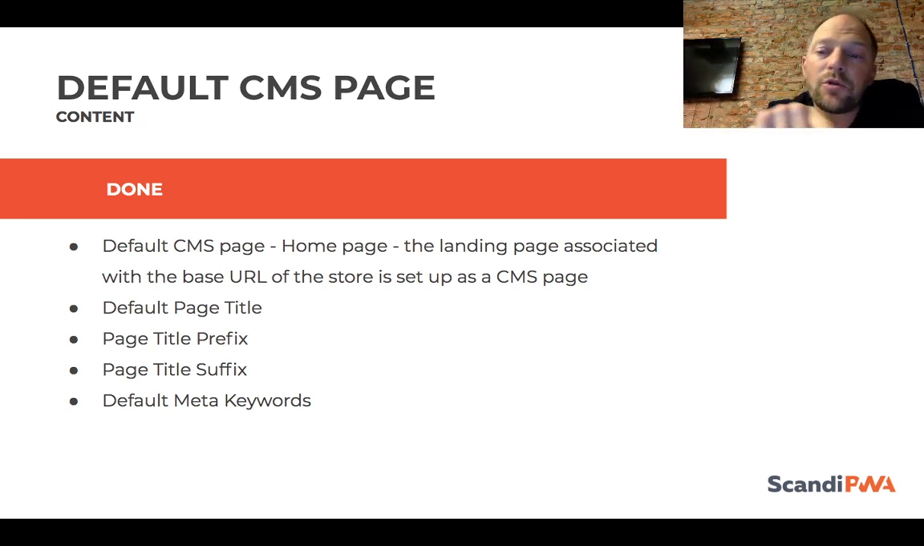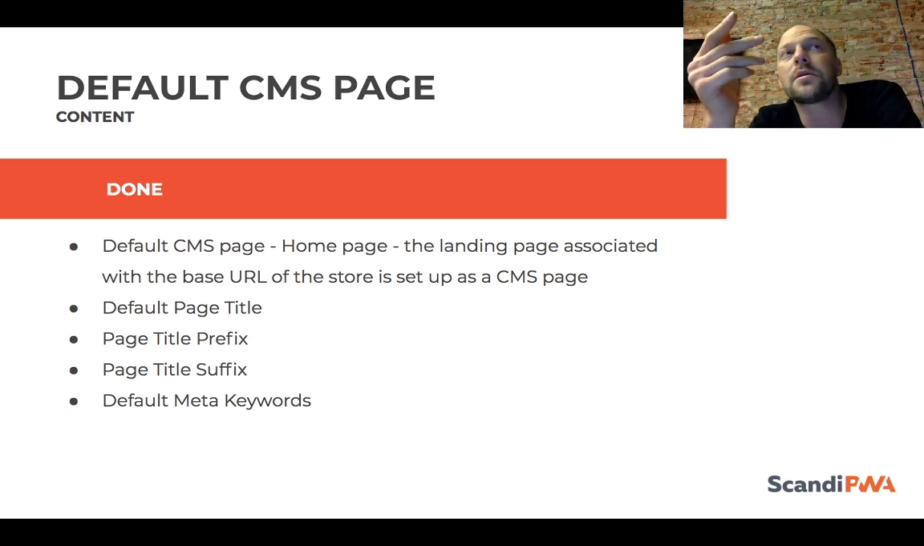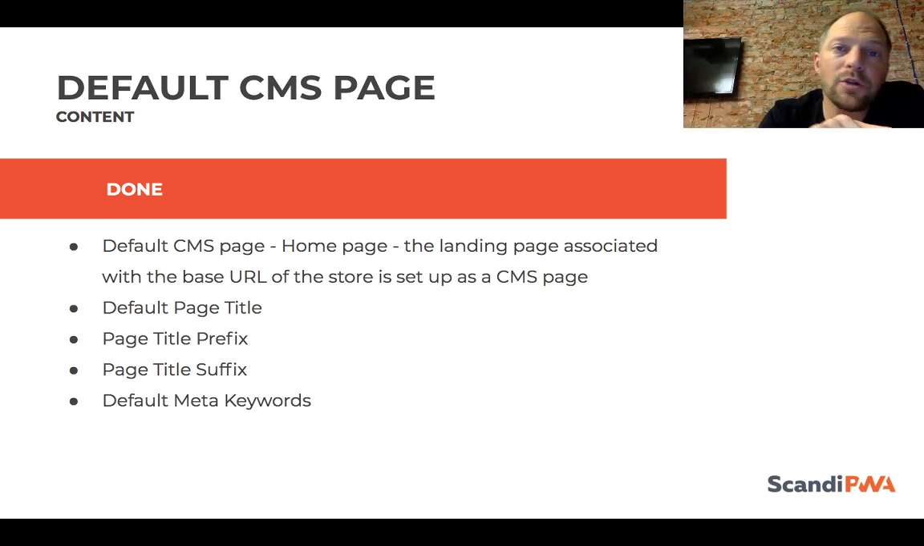If you open demo.scandipwa.com, you will see that we have two Canadian store views, French and English, a US store, a UK store, and a Germany store. Each of them has a different homepage.